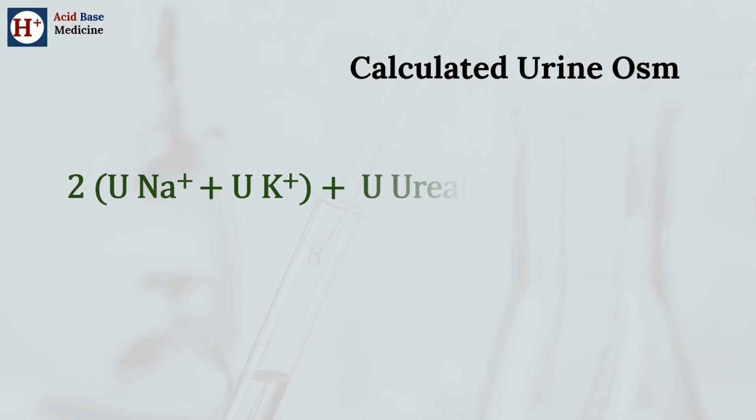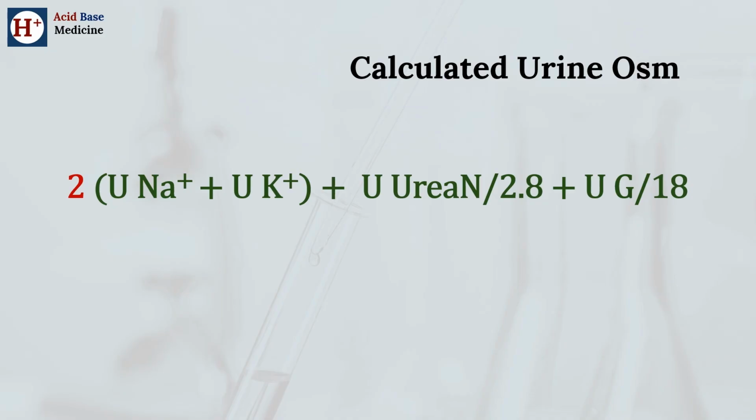As you see, calculated urine osmolality equals 2 times the sum of urine sodium and potassium plus urine urea nitrogen divided by 2.8 plus urine glucose divided by 18. The multiplication by 2 for both sodium and potassium accounts for the fact that these cations are balanced by anions, primarily chloride, in the urine.